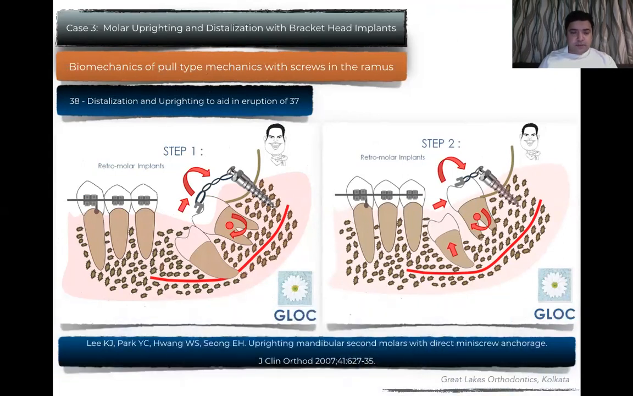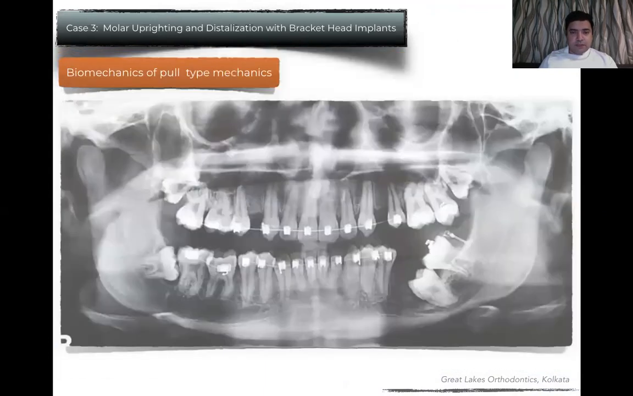So that's our plan. You can go through this article by Lee, which talks about various mechanics of uprighting of the mandibular second molar. So that's our initial plan. Let's see how it works out. So we went ahead with it.